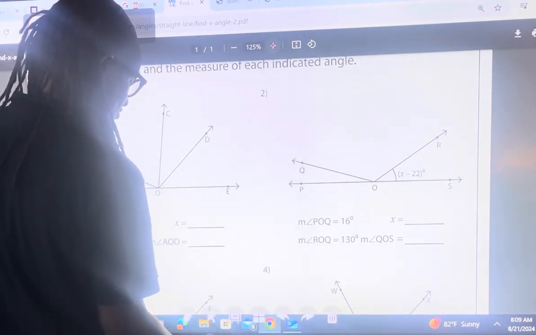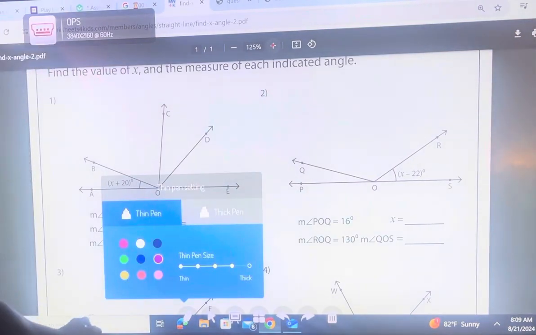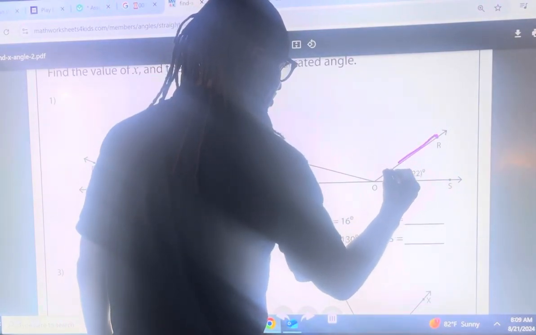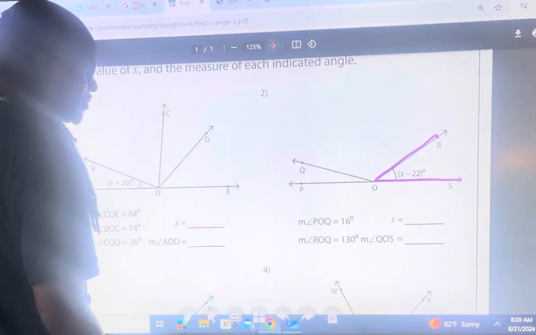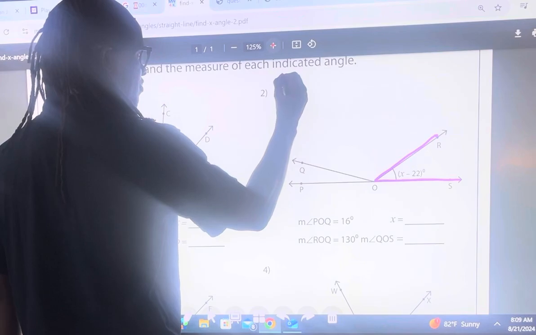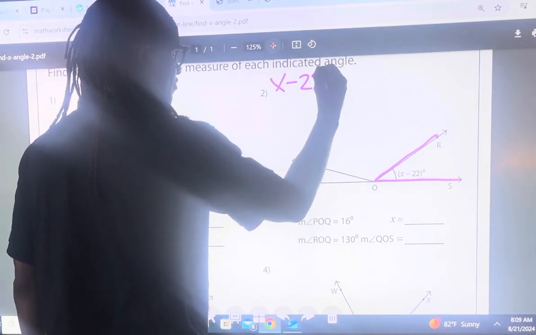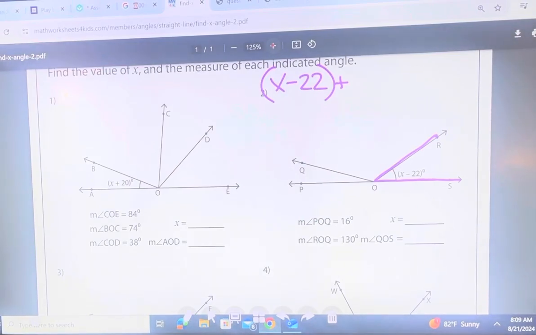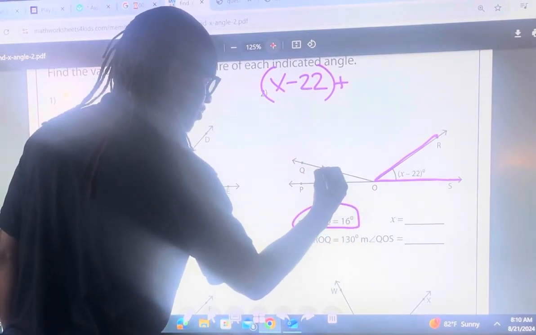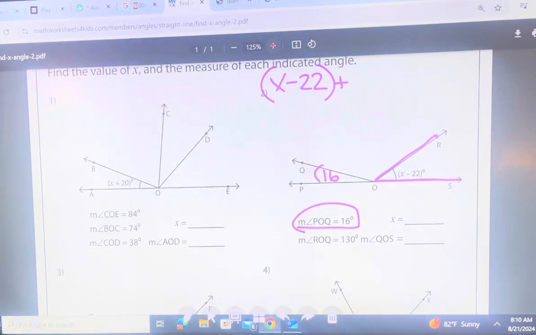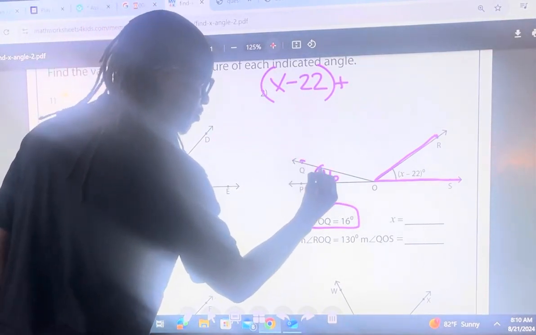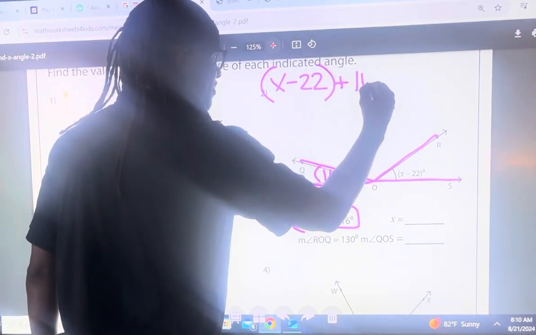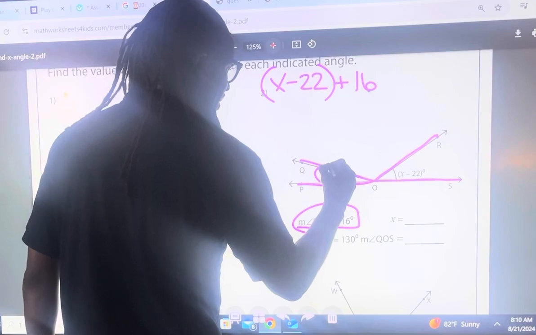All right. Looking at number 2. They gave me angle ROS is X minus 22. I know I have to add that. What did they give me? They gave me 16 for POQ. So if you go ahead on your paper and mark 16 for angle POQ, so X minus 22 plus 16, and what do we need to find? This one, correct?